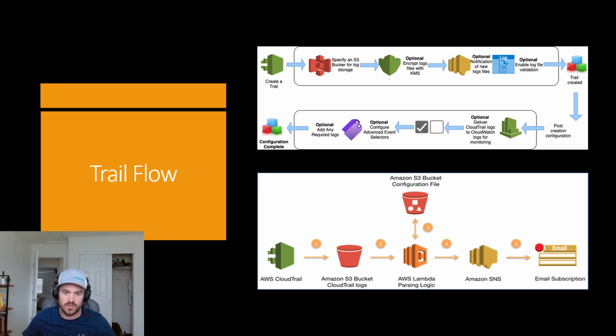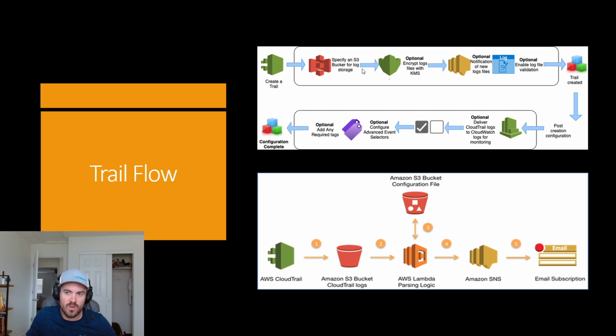So let's just look at how CloudTrail actually works, so you get a better understanding of what's going on here. And after that, we'll take a quick break because it's been about 15 minutes. So in this top diagram up here, we are going to create a trail. What we're going to do is create our trail, and then specify an S3 bucket that we're going to store those logs in for later use and analysis.